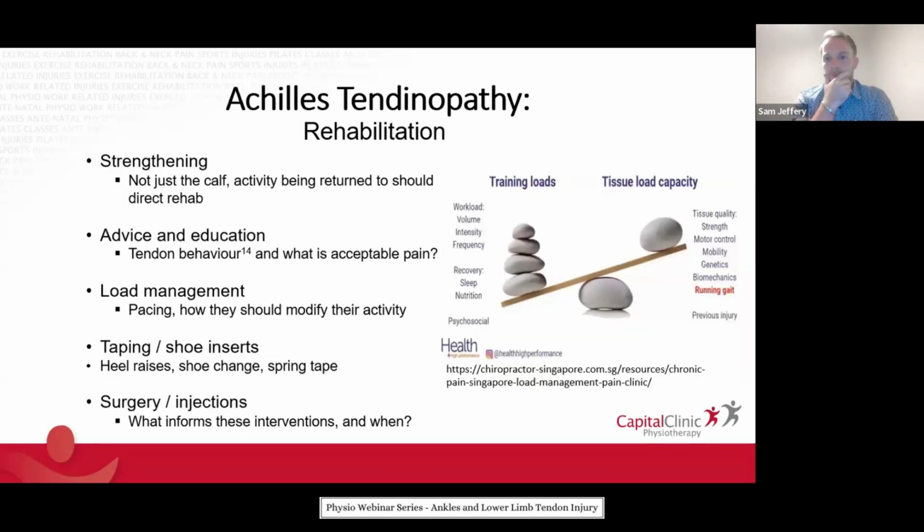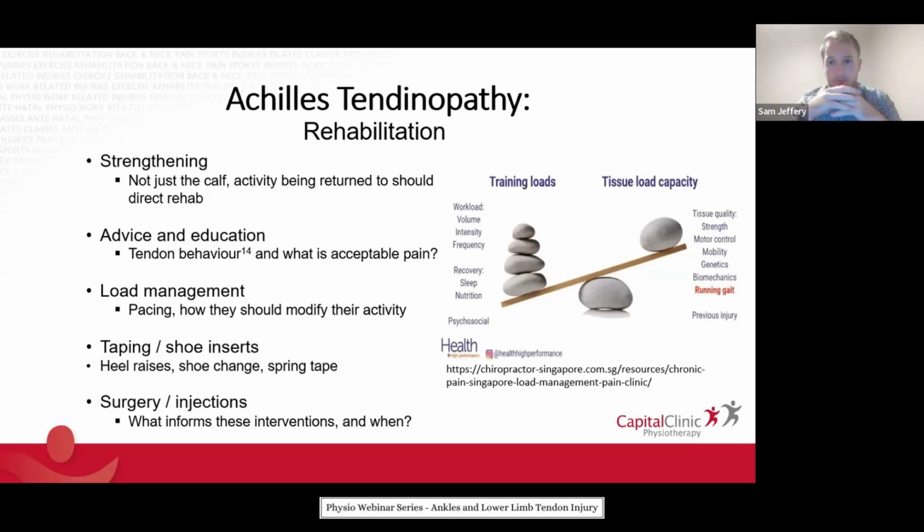So rehab. A lot of Achilles rehab, and this is my last slide, by the way, is around trying to manage the training loads of the person and then the capacity of the tissue, how strong that Achilles is or how willing it is to take on some of these loads. What we want to look at when it comes to strengthening is particularly not just strengthening the calf.